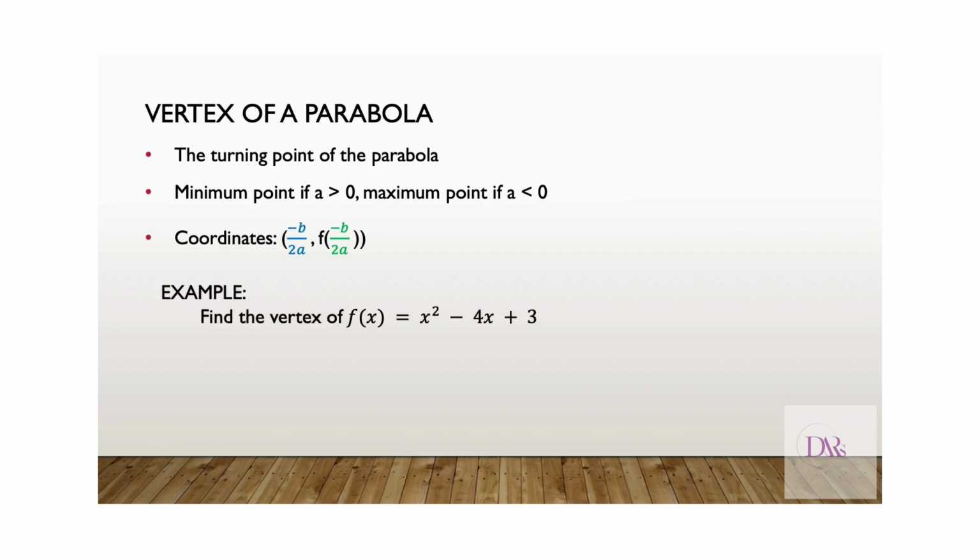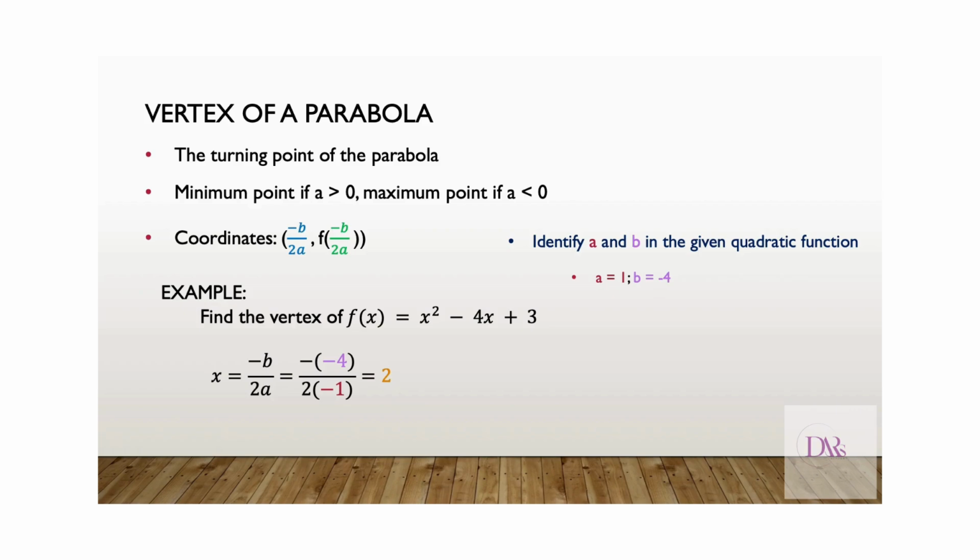We're going to find the vertex of f(x) = x² - 4x + 3. First, we identify our a and b in the given quadratic function. a = 1 and b = -4. We will take these values and substitute them into the formula for the x value. In this case, we have x = 2.